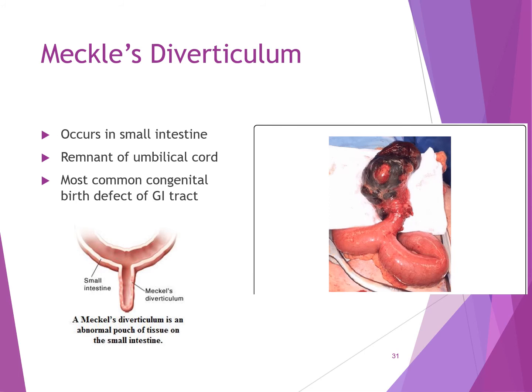Something interesting that can occur in the small intestine is called a Meckel's diverticulum. This Meckel's diverticulum is an abnormal pouch of tissue that occurs on the small intestine. It's actually a remnant of the umbilical cord, if you can believe that. Oftentimes it's necessary for us to do a resection and remove that diverticulum because stuff can get trapped in there. You can see this Meckel's in this image here.